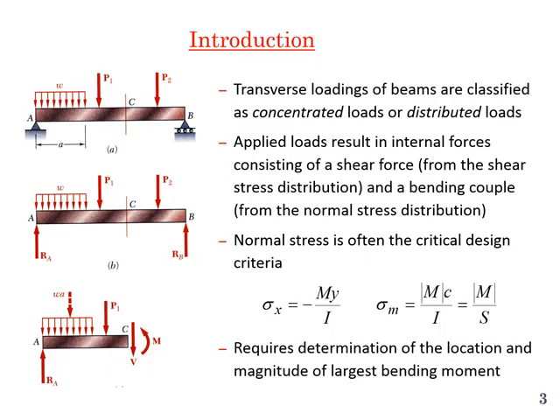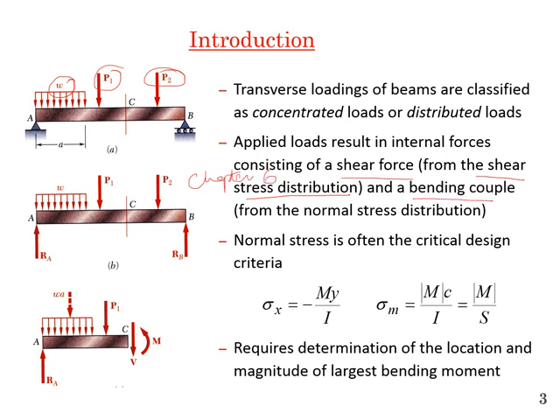Now let's consider this beam structure. We have a beam AB, and the transverse loading of the beam can be classified as concentrated loads. For example, P1 and P2 are concentrated loads, whereas W is a distributed load acting on beam AB. These applied loads result in an internal force, that is the shear force. With that shear force, we can find the shear stress distribution, and this we will discuss in the next chapter, chapter 6.